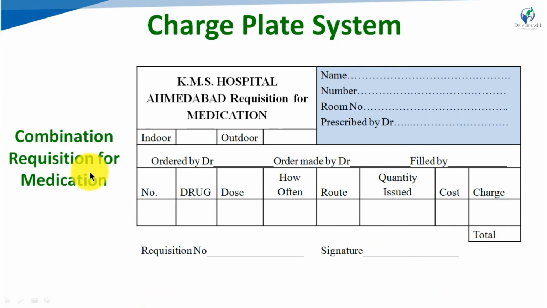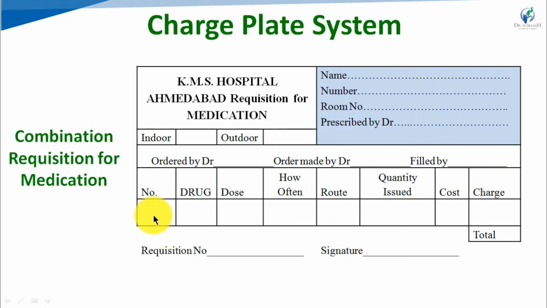Then the combination of requisition for medication. Okay, directly for medication. Then again the name and number will come over here, room number, then prescribed by which doctor, indoor or outdoor, order made by which doctor, and filled by which person. We can write the name of the pharmacist over here.